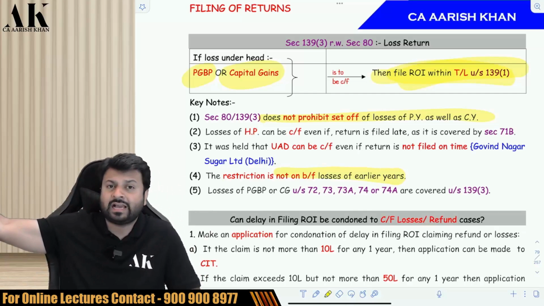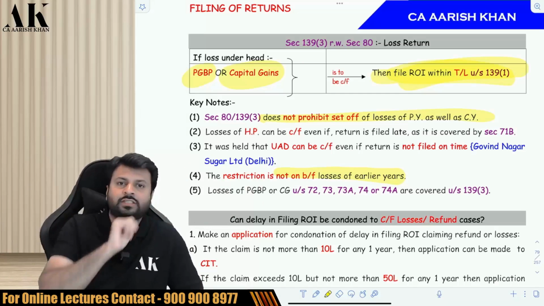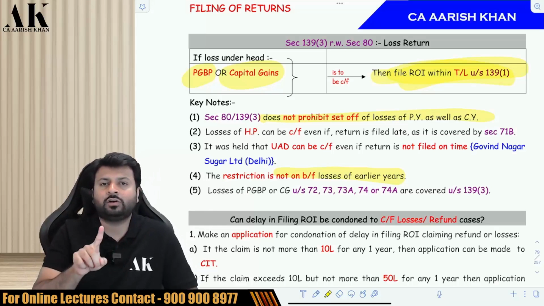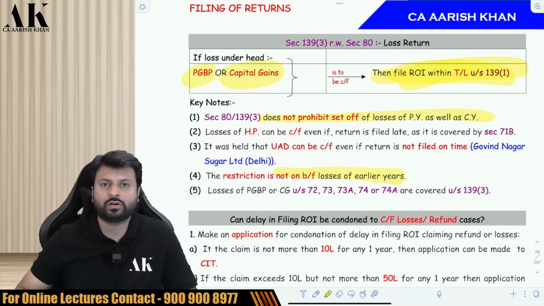Suppose in the last year you have filed the return on time, so you can carry forward that loss, and in the current year you have not filed the return on time, you can carry forward that loss to the next year. In the current year, if you do not file the return on time, it does not mean that the last year's losses will also lapse. Don't worry about it. Okay.